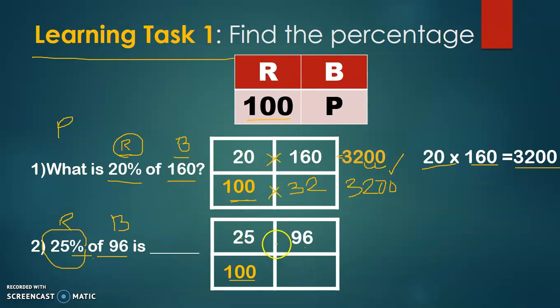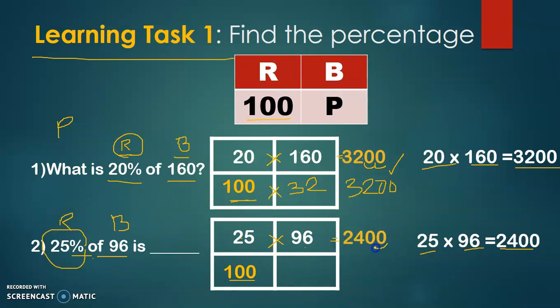Unang gagawin naman, hanapin ang number na merong partner. So, 25 and 96, magkatabi sila. So, ang gagawin, i-multiply yung dalawang yan. Okay. So, 25 times 96, that is 2,400. Sulat natin. And then, i-divide natin sa 100.